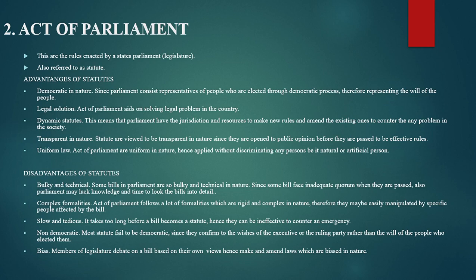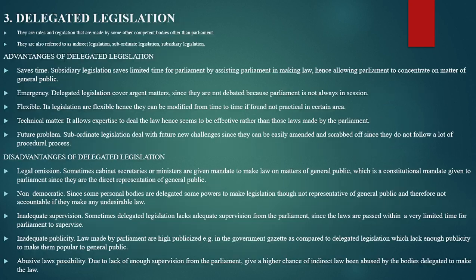Bias is another disadvantage of this statute or act of parliament. Members of the legislature debate bills based on their own views, hence make amendments which are biased in nature. They debate bills based on their own emotions, views, and how they feel the bill affects them. So the bills are sometimes biased in nature.